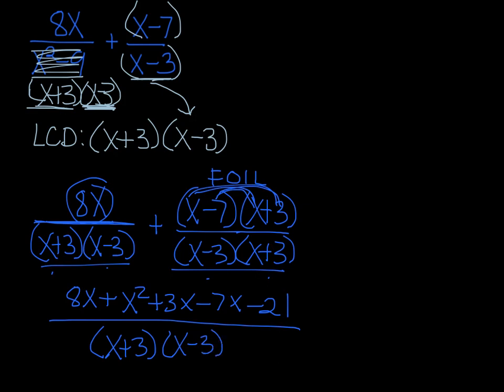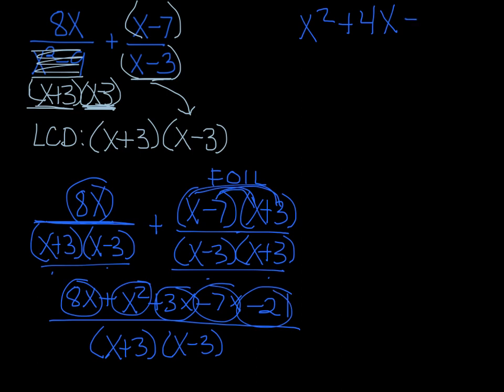Don't FOIL the bottom out. It's factored and it's not going to change, so we leave it factored. But on the top, we want to combine like terms. So we've got x squared. And then we have 8x and 3x makes 11x. 11 minus 7 is 4x, so x squared plus 4x. And then I have minus 21. That's the numerator. The denominator is x plus 3, x minus 3.